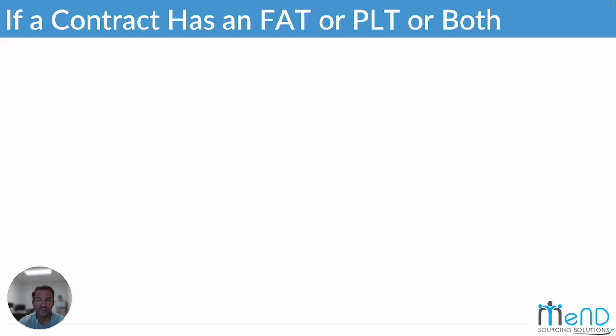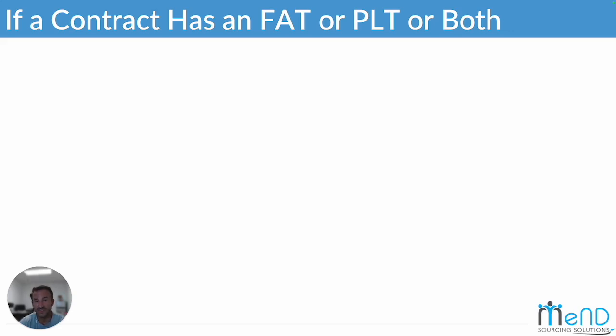So let's just say that you're going to submit a bid, right? And that bid has an FAT or a PLT, or maybe it has both. Well, what's the order? Do I submit the entire lot first? Am I submitting the PLT first, the FAT? Let's go over exactly the order of operations here.